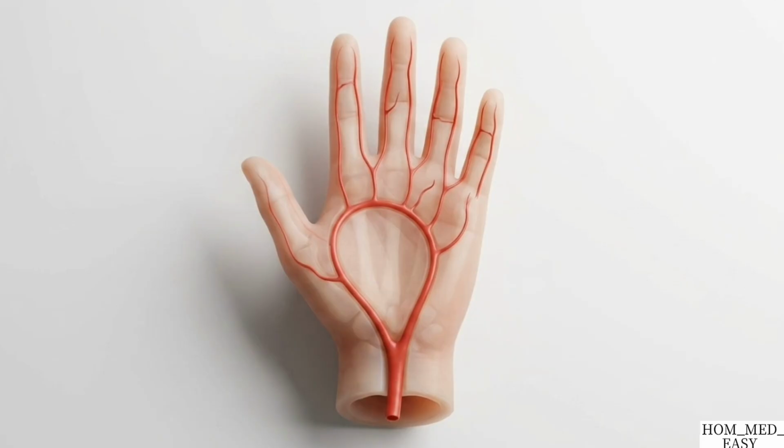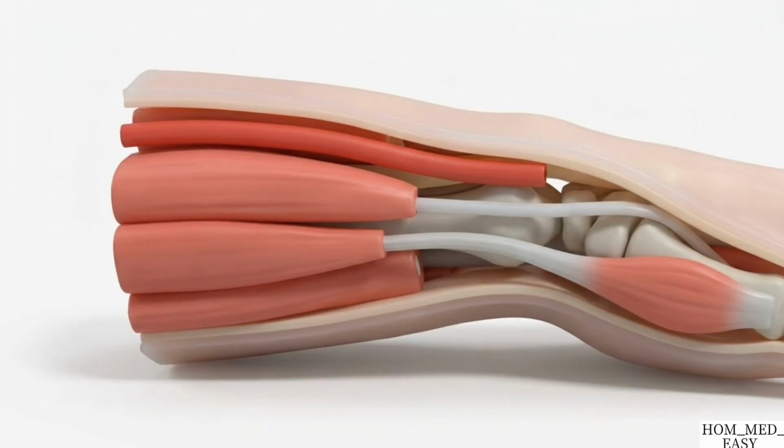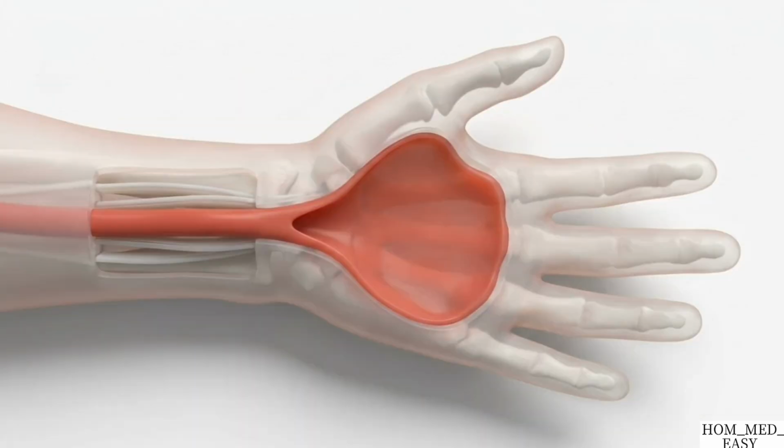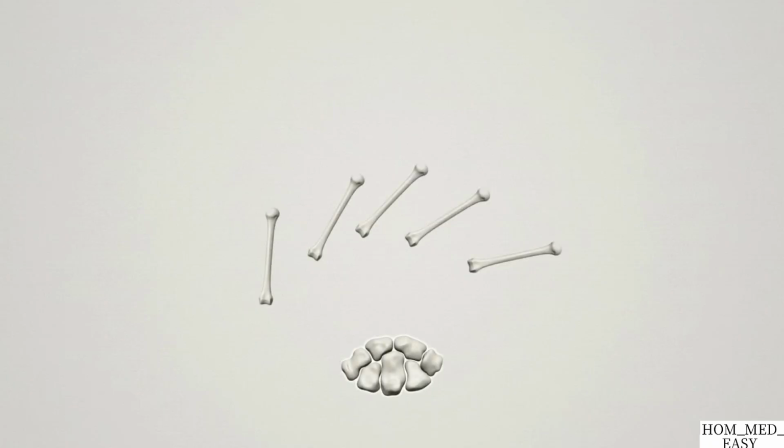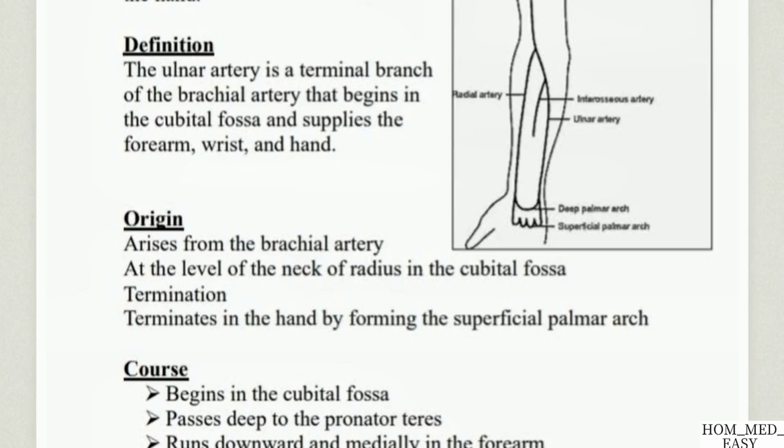By routing superficially through Guyon's canal, the body ensures uninterrupted blood flow to the fingers, but it sacrifices the deep structural protection it had in the forearm. Exiting Guyon's canal, the artery finally reaches the open space of the palm. Here it enters its final structural phase, terminating by dividing into two distinct paths, a smaller deep palmar branch and a larger continuation. Focusing on the bottom of this anatomical diagram, we can track that larger branch.